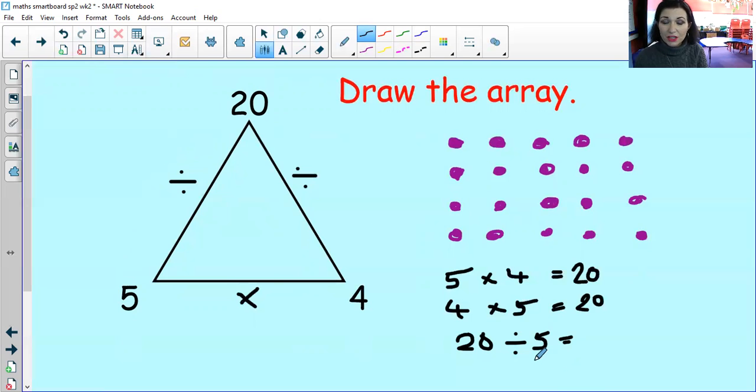That's really what that question is saying. How many groups of 5 are in 20? Well, the answer is 4. How many groups of 4 are in 20? And the answer is 5.